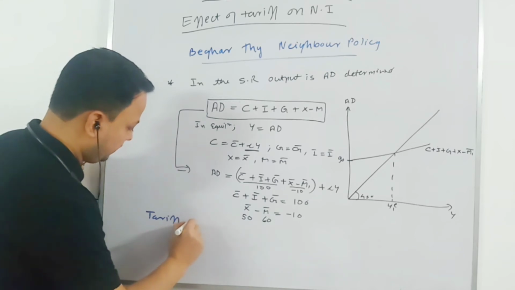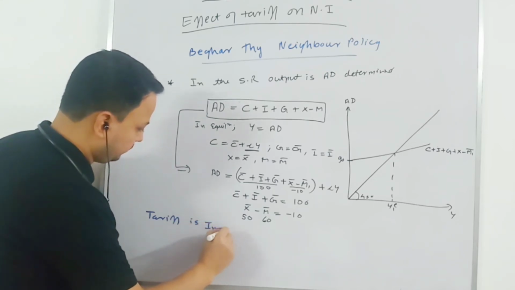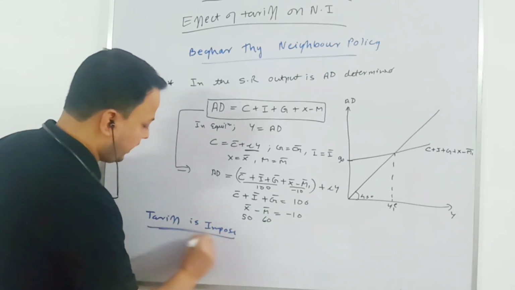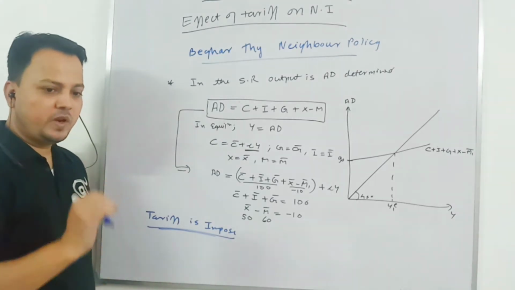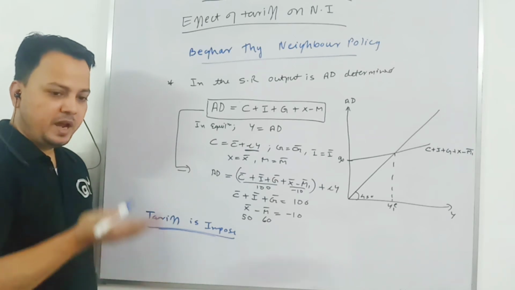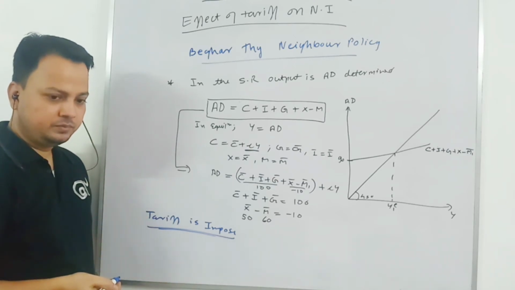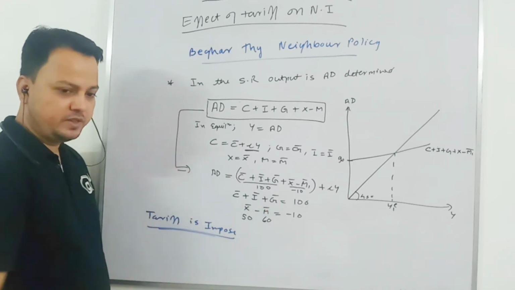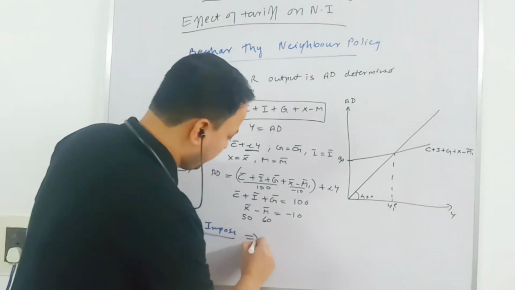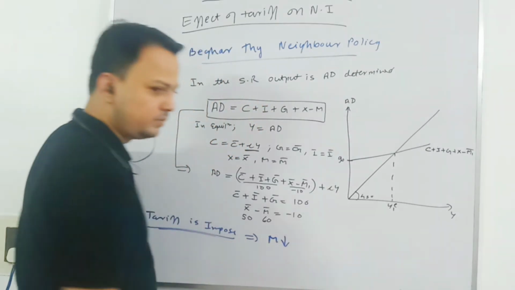Tariff is imposed. So tariff is a tax or duty levied by the domestic government. When tariff is imposed, the price of import increases. When tariff is imposed, imports become expensive. So what will happen? Import will fall.